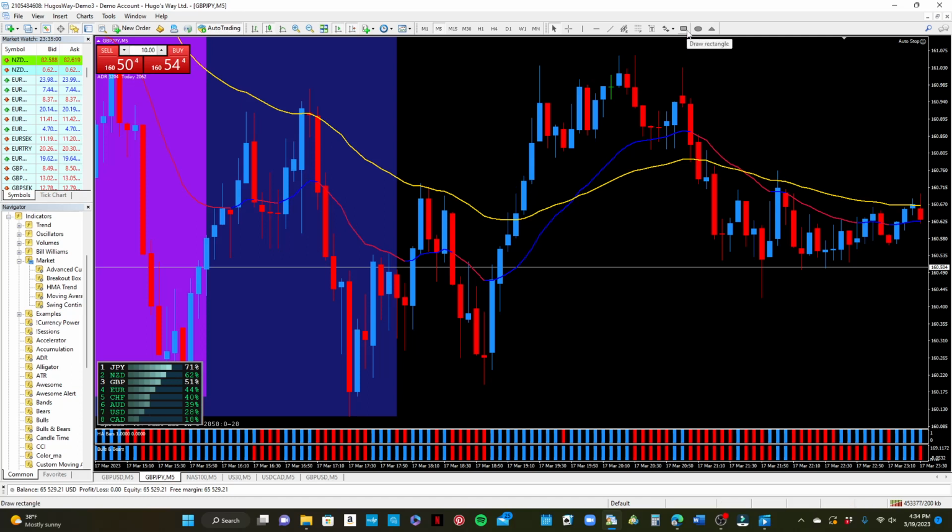I'm going to draw a box. Now I'm going to draw this box about right where I want to enter the trade, about right here. So between where this candle closes and this candle opens is where I'm going to take my trade. Now, let's go to the 1 hour time frame.